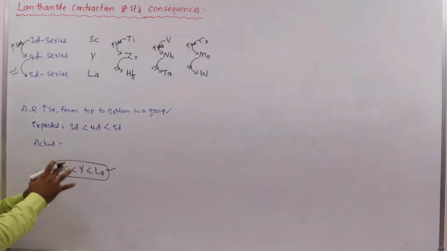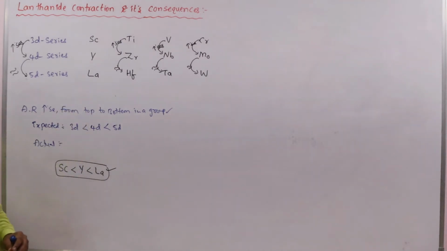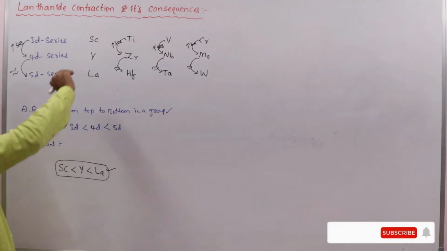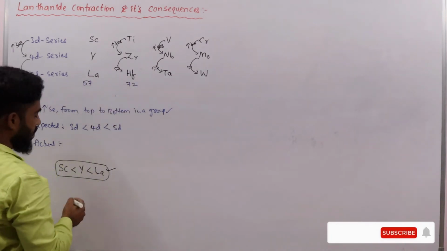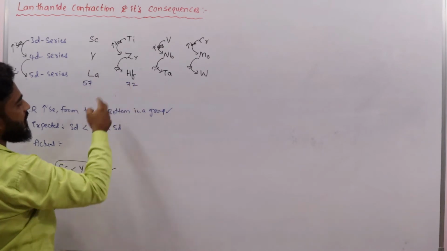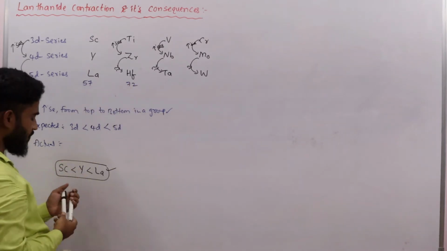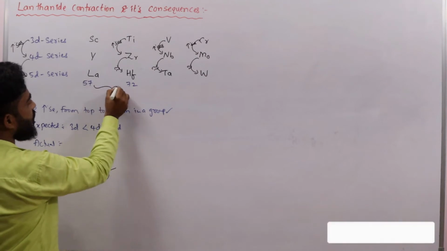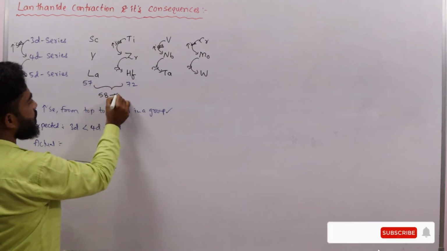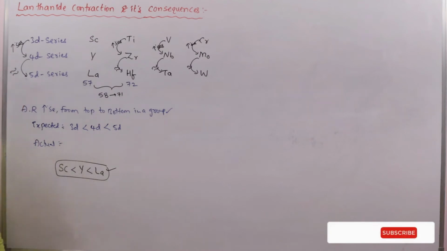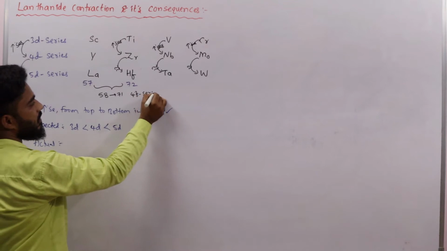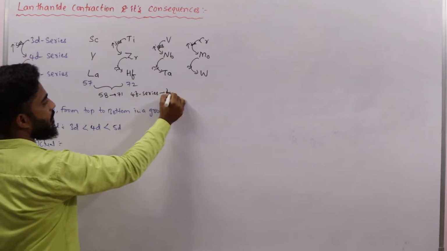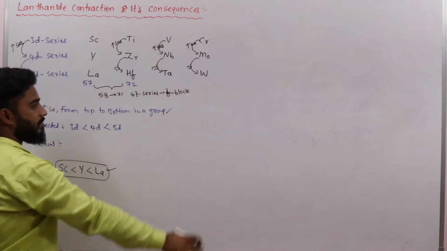So what is the reason behind this? That is very important, and that is what explains the lanthanide contraction. Lanthanum's atomic number is 57, and osmium's is 72. So what about the remaining elements? There are some elements with atomic numbers from 58 to 71. These are present in the 4f series, which belongs to the f block.